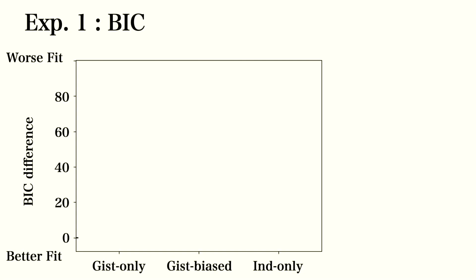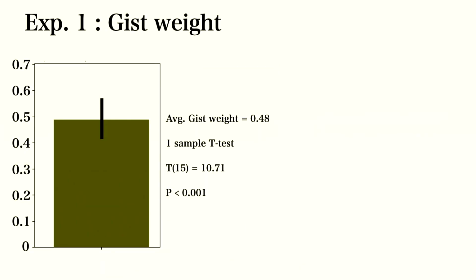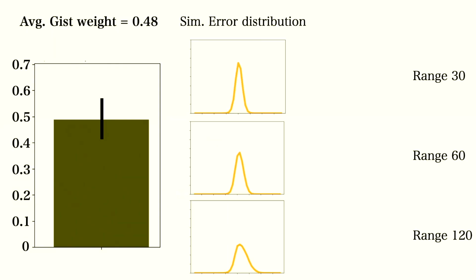Here we plot BIC as the difference between each model's BIC and the gist bias model's. If the difference is higher than 0, it means that those models fit the data worse than the gist bias model. And when the difference is lower than 0, it means that they fit the data better than the gist bias model. From the result here, we can see that the gist bias model significantly outperforms the other two models. And we found that the average gist weight is around 0.48 and is significantly higher than 0, showing that participants did combine gist and individual-level representations together.